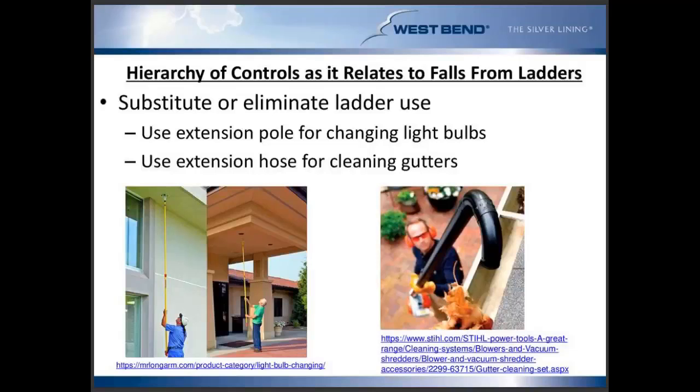Instead, in the bottom left-hand picture, you can see changing out light bulbs while standing at ground level because they're using an extension pole. Or in the picture to the right, cleaning out the gutters and avoiding the ladder by using an extension for the leaf blower. So these are all ways that we're actually eliminating that hazard.